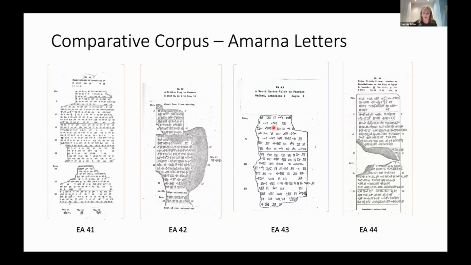If the mixed ductus were simply the default graphic output of the Hittite scribal hand, if it were an inevitable product of the Akkadian language or of the scribe's training or of their foreign exposure, then EA 43 would surely look like the others. It does not. The mixed ductus was activated for specific letters and withheld from others. It was a register, not a reflex. A choice, not a habit.